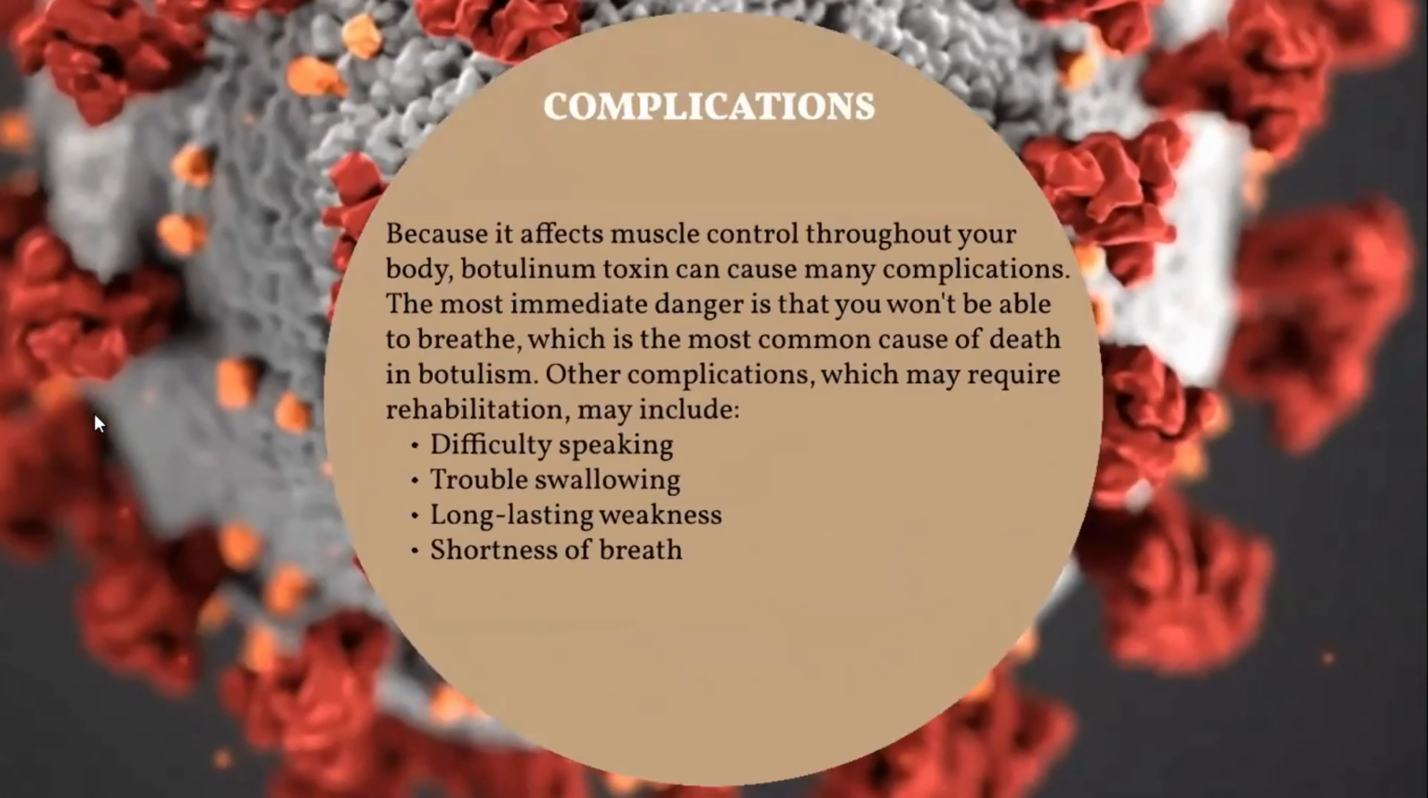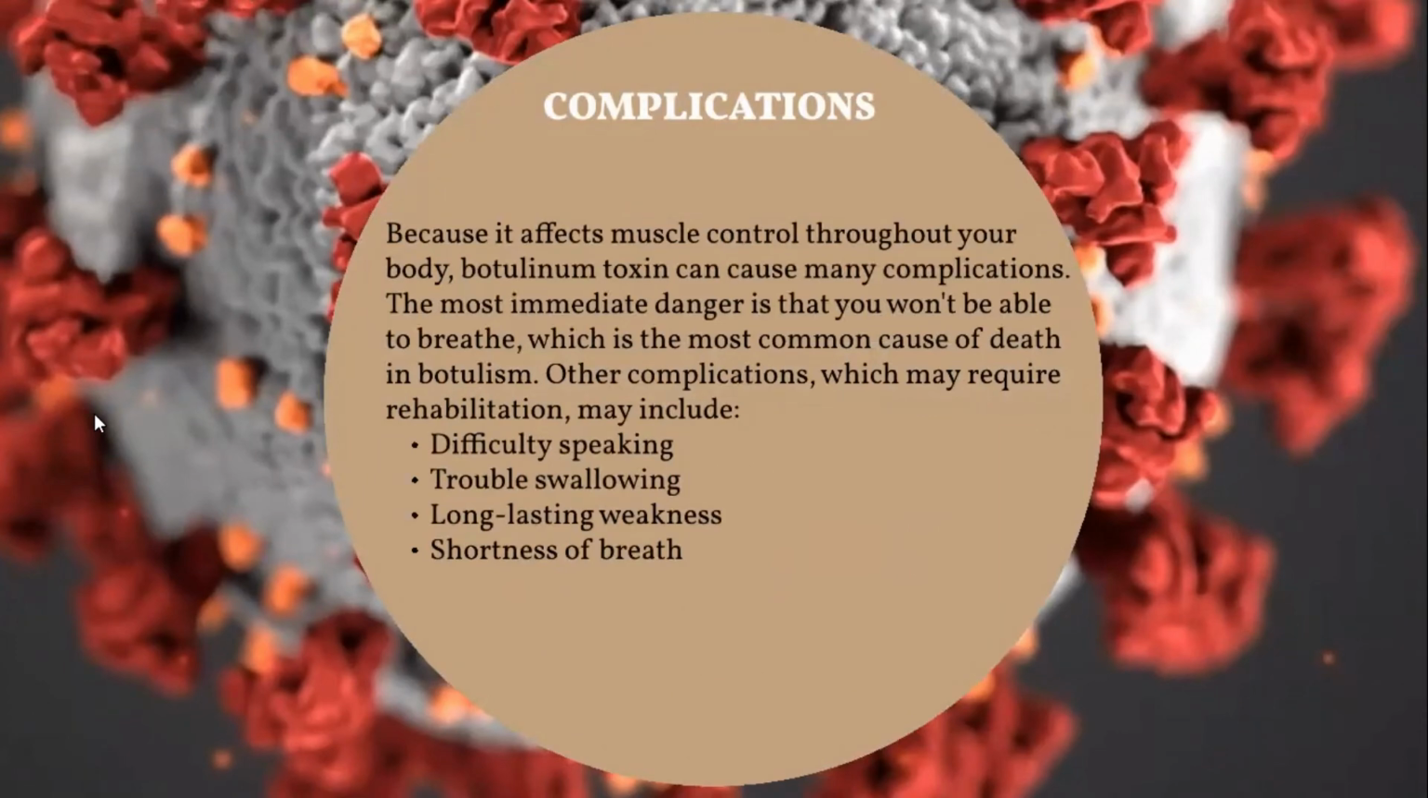So the complications of botulism: because it affects muscle control throughout your body, botulinum toxin can cause many complications. The most immediate danger is that you won't be able to breathe, which is the most common cause of death in botulism. Other complications which may require rehabilitation may include difficulty speaking, trouble swallowing, long-lasting weakness, shortness of breath.